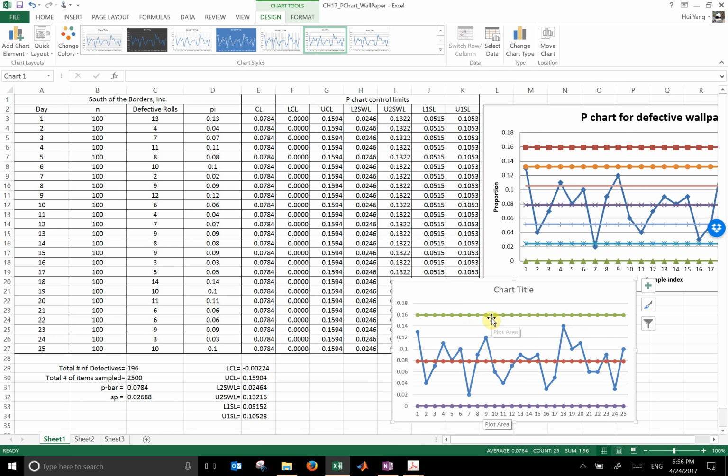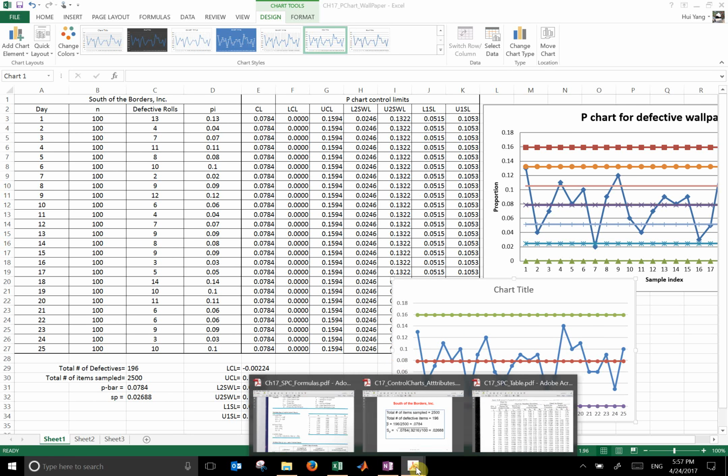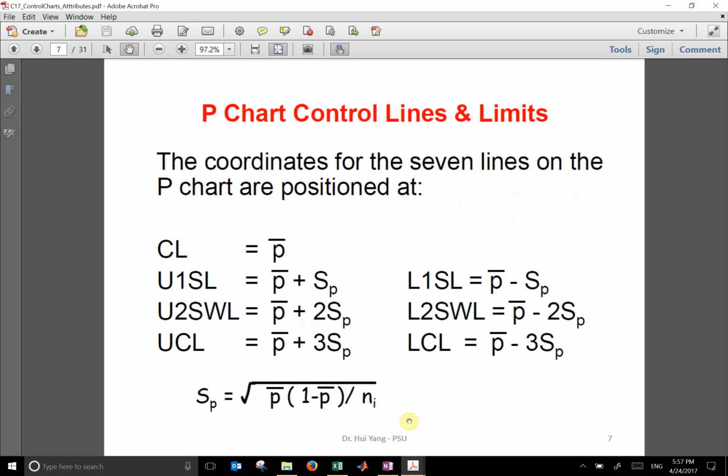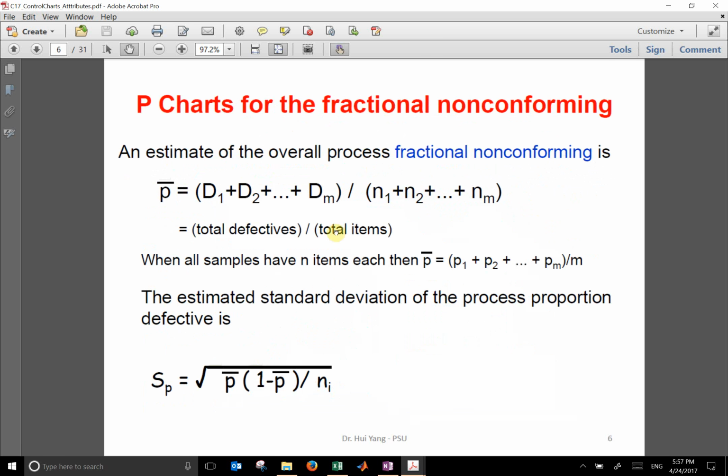And following the same method, we can plot the plus minus 2 standard deviation line and the plus minus 1 standard deviation line. Okay? So this concludes this video tutorial on the fractional non-conforming control chart, which is also called the P control chart for the fractional non-conforming.